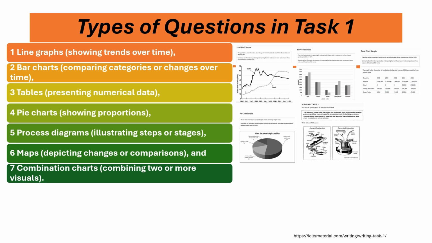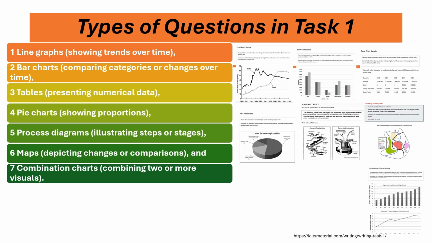Process diagrams show the steps of how something works, or how something is made, or how something functions. Maps are used to show changes in places or to compare different locations. Finally, combination charts put two or more visuals together to present data relationships.